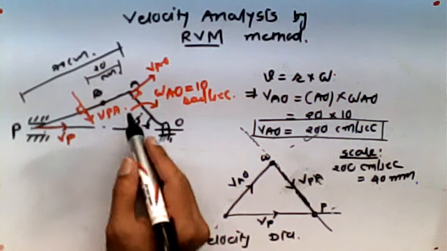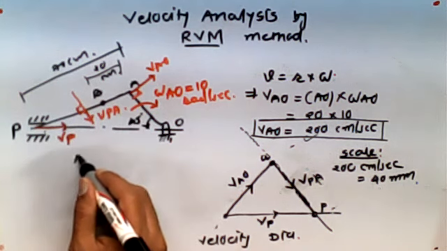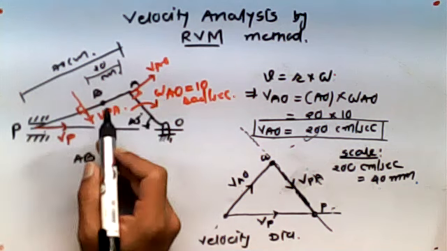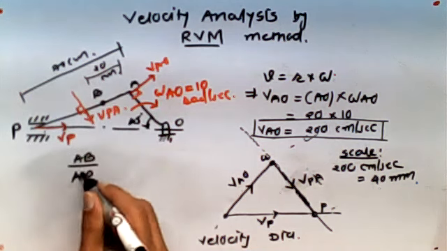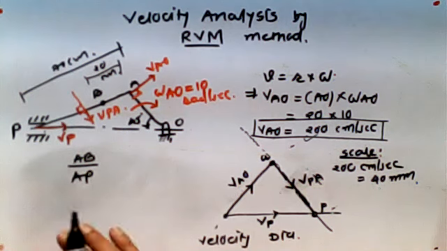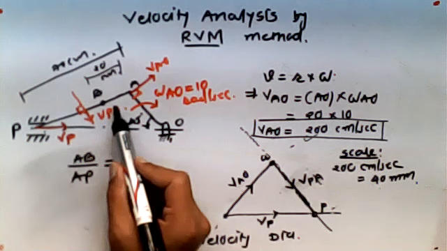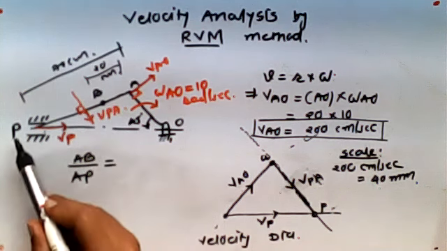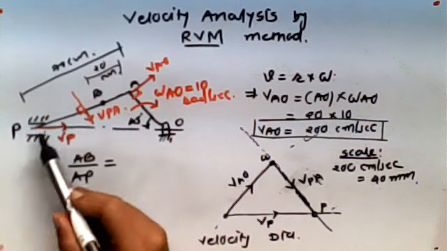So what I can write, suppose I'm taking the proportions of length, AB by AP. You can take any, no issue. So it is equal to AB upon AP, or you can write PB upon AP, no issue.